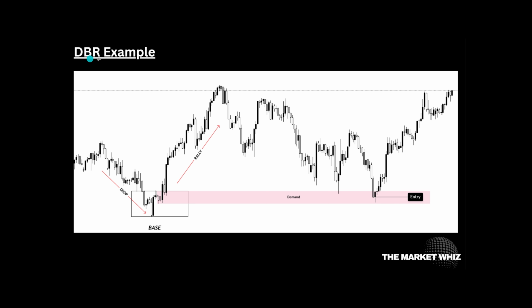So this is DBR, so this is drop, base, rally. Okay, so we get a drop, a base, and then a rally. And what do we remember about the base? This is increased buying pressure. So we marked an area of demand, and what did price do? Price retraced all the way back, tapped in, and then it rallied straight up.